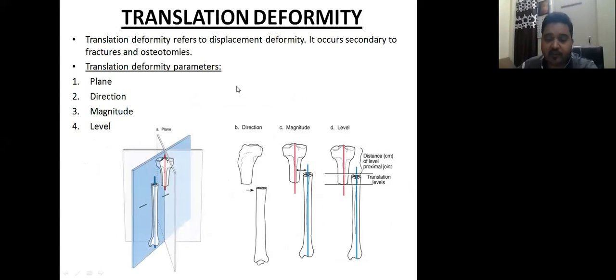Then another thing which is important is translational deformity. Translational deformity, as the picture shows, refers to the displacement of the deformity. It occurs secondary to fractures or maybe secondary to osteotomies. For translational deformity, we have to know the plane it is going in, the direction, the level, and the magnitude: how much it is translated, at what level, proximal, middle, or distal, and in which plane it is going.